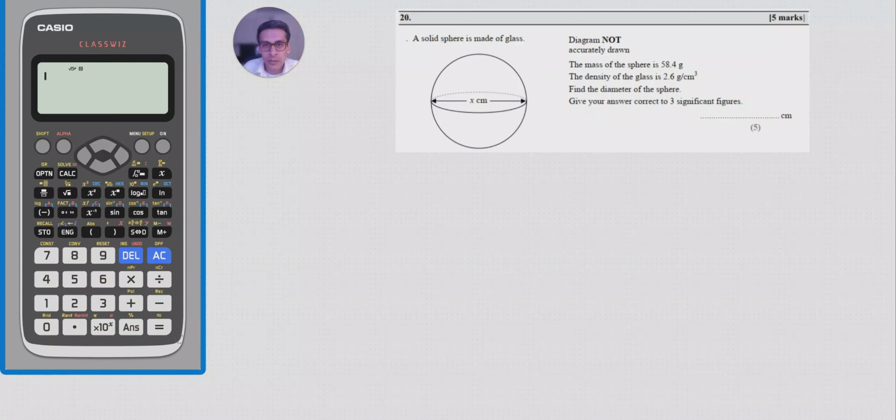We're going to be going through some density questions in this video. We're going to start with question 20 here. So it says a solid sphere is made of glass. We've been given the mass, the density, which is good. We don't have the volume, so maybe that's going to be something we're going to need to work out.